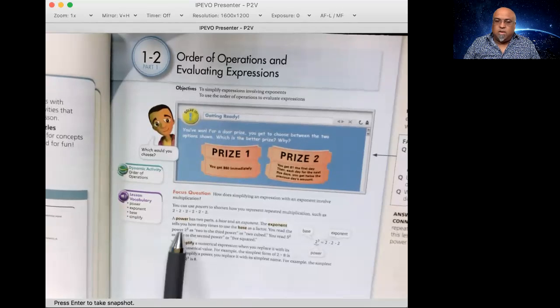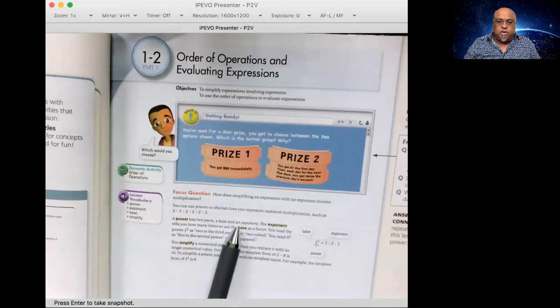Now let's go ahead and read this. A power has two parts, a base and an exponent. The exponent tells you how many times to use the base as a factor. You read the power 2 to the third power as 2 to the third power, or 2 cubed. Cubed is a nickname for the exponent 3. You can read 5 with a little 2 as 5 to the second power, or 5 squared. Squared is a nickname for the exponent 2.